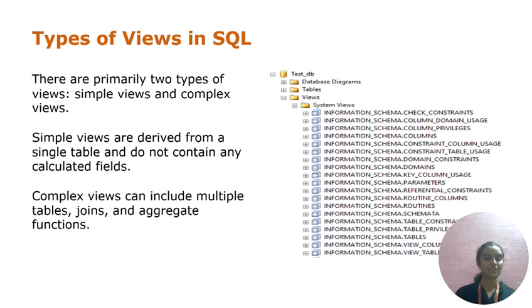In case of simple views, there are not many tables and there are no calculated fields and no join operations included in the simple views. In case of the complex views, it contains various join operations, aggregate functions such as sum and so on, and also it has multiple tables.